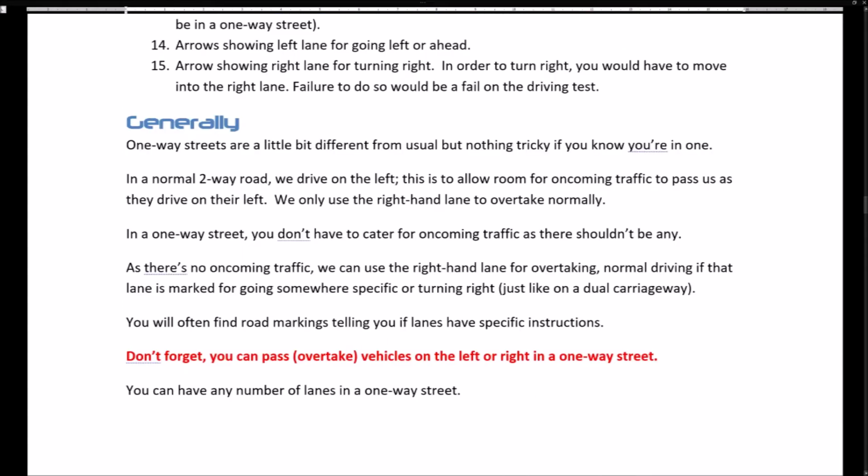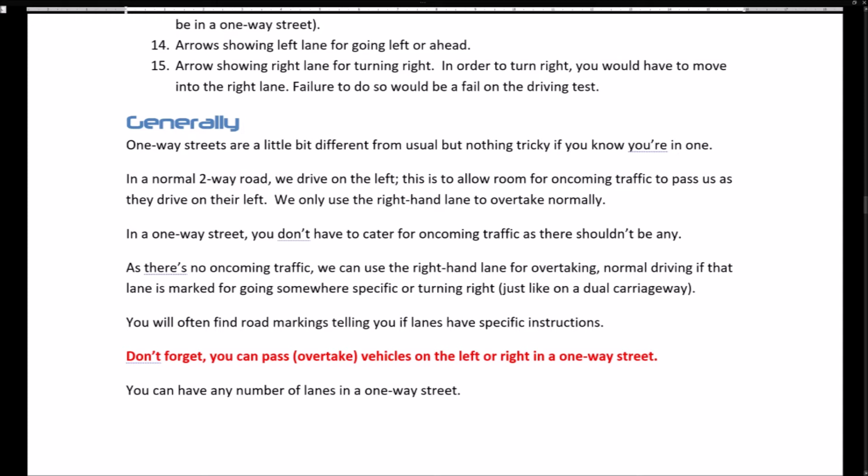Generally, one-way streets are a little bit different from usual, but nothing tricky if you know you're in one. In a normal two-way road, we drive on the left. This is to allow room for oncoming traffic to pass us as they drive on their left. We only use the right-hand lane to overtake normally. In a one-way street, you don't have to cater for oncoming traffic as there shouldn't be any.